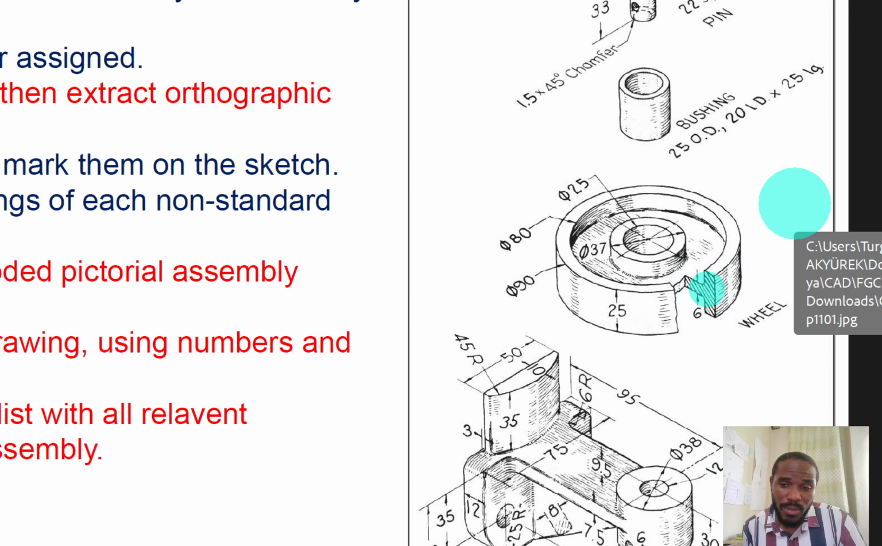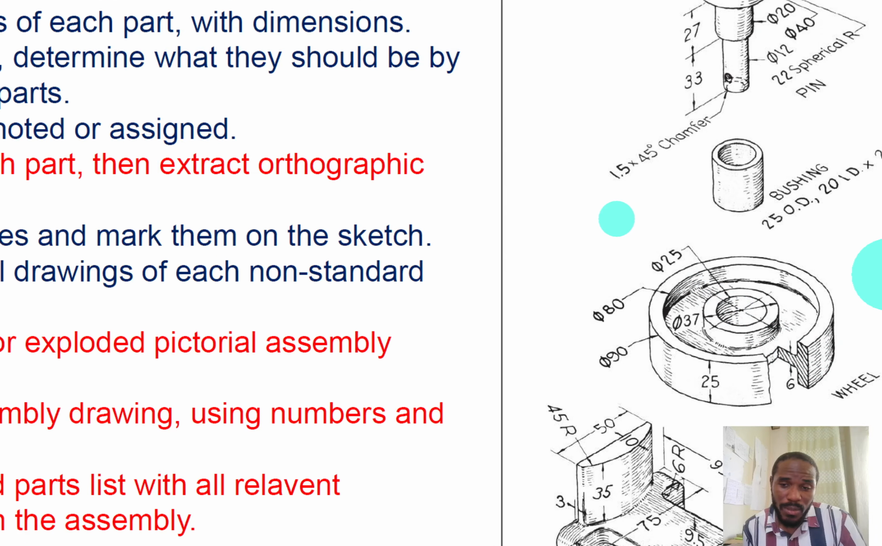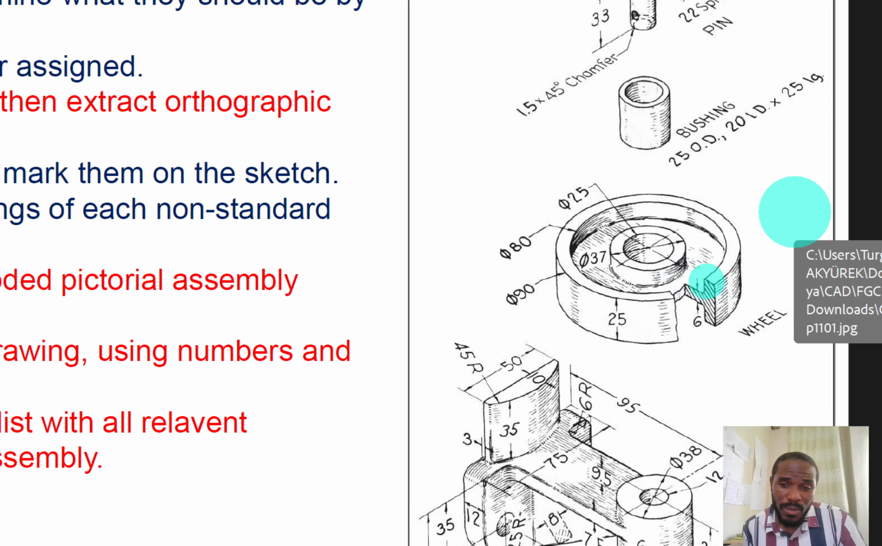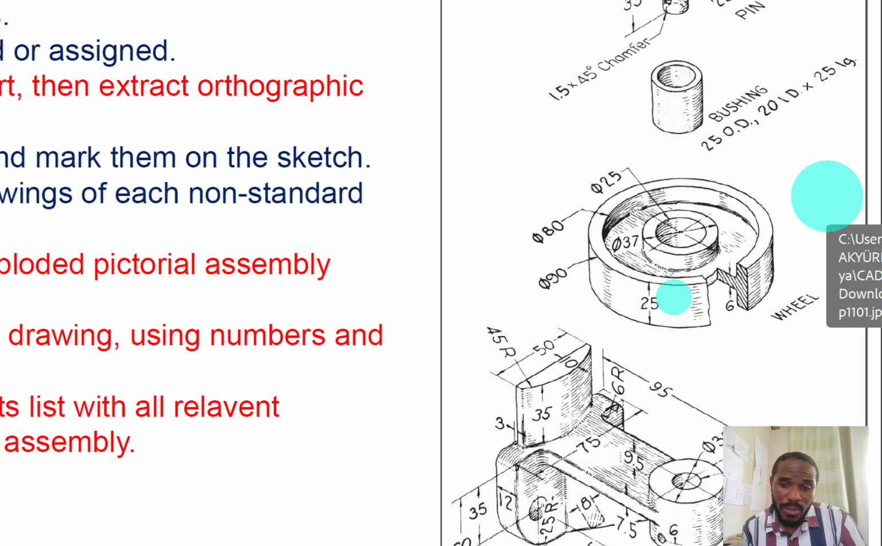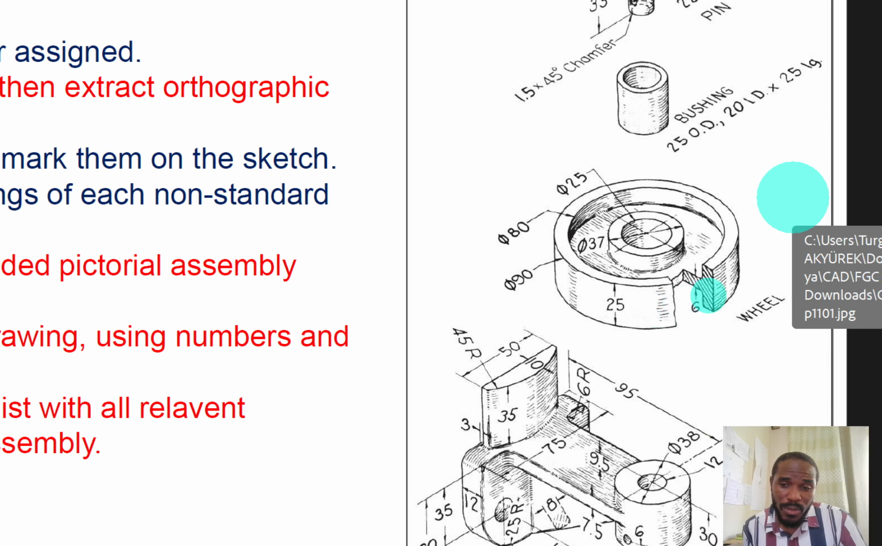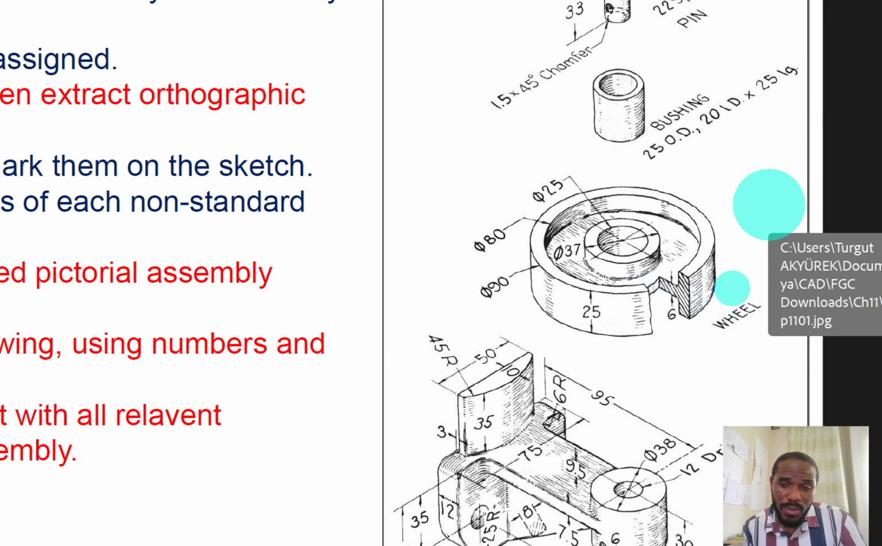But if we continue this cutting plane all the way across, you will see that on this side, what you view, if you look in this direction, will be like an H shape. H. Okay.